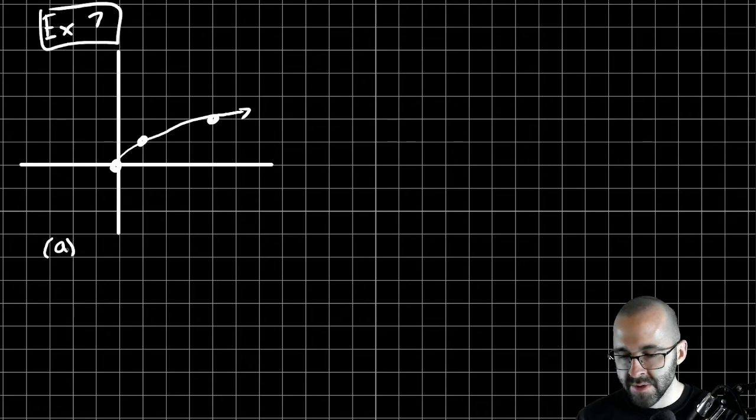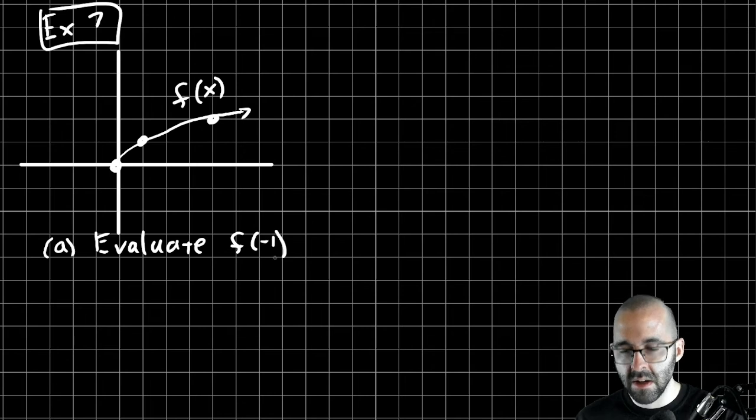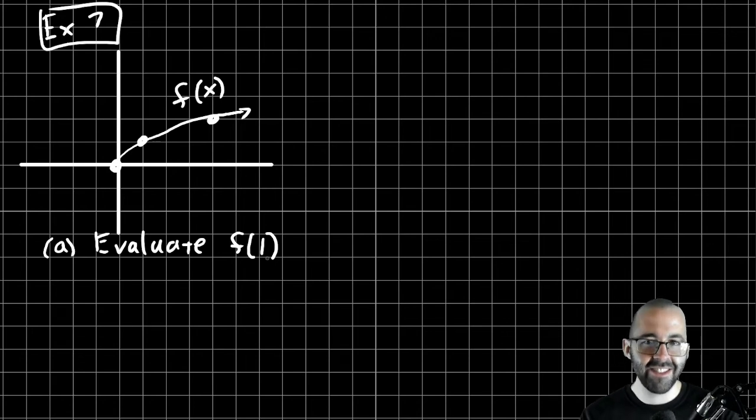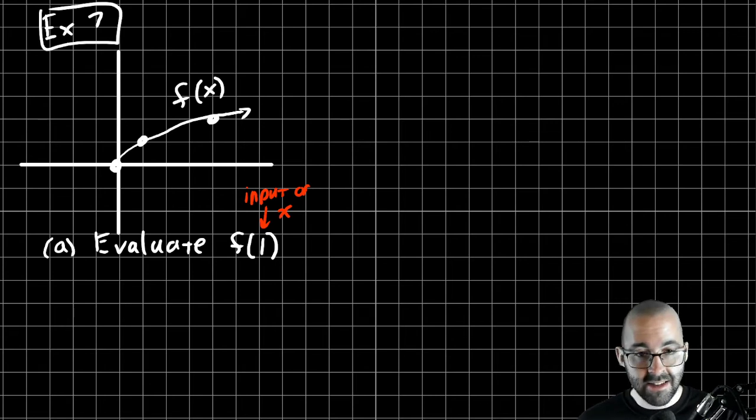Part A is going to be, so let's say this is f of x. Part A is going to ask you to evaluate f of negative 1. Wait. Oh, I drew the wrong graph. It's going to ask you to evaluate f of positive 1. So remember, the input, that's the inside, or input or x. And it's asking when x is equal to 1, what is the y value?